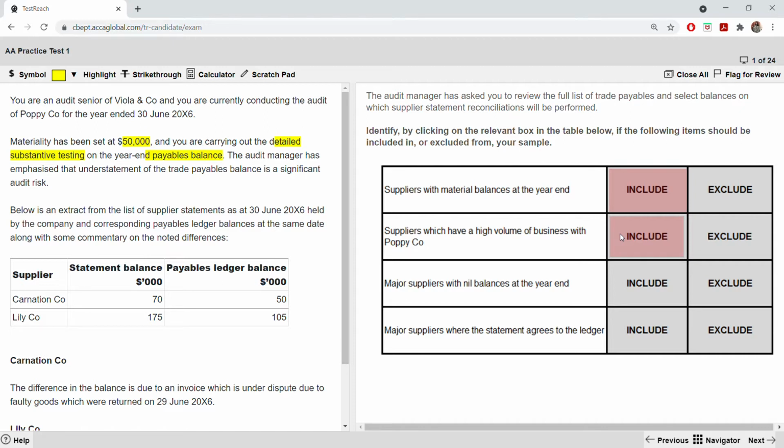Next, major suppliers with nil balance at the year end. Major supplier, you have to include. And major supplier where the statement agrees to the ledger, this you can exclude.